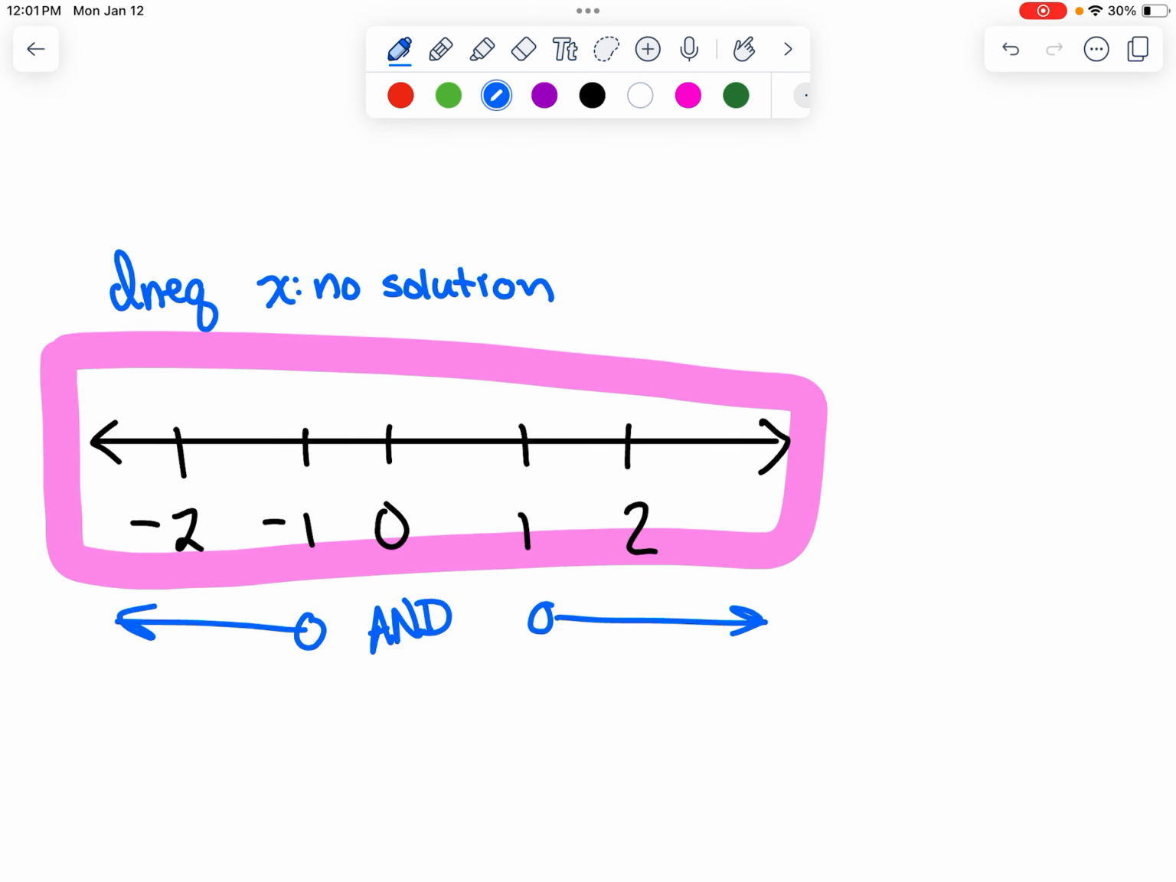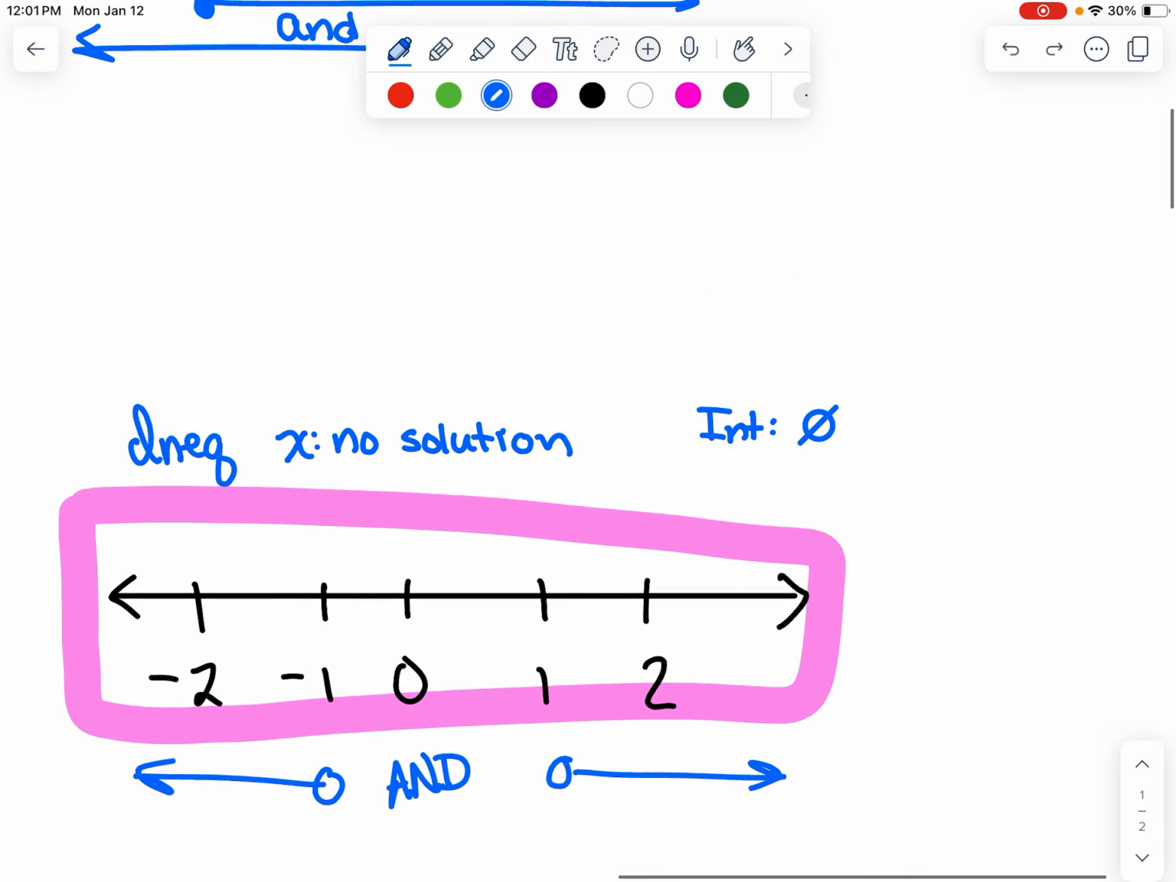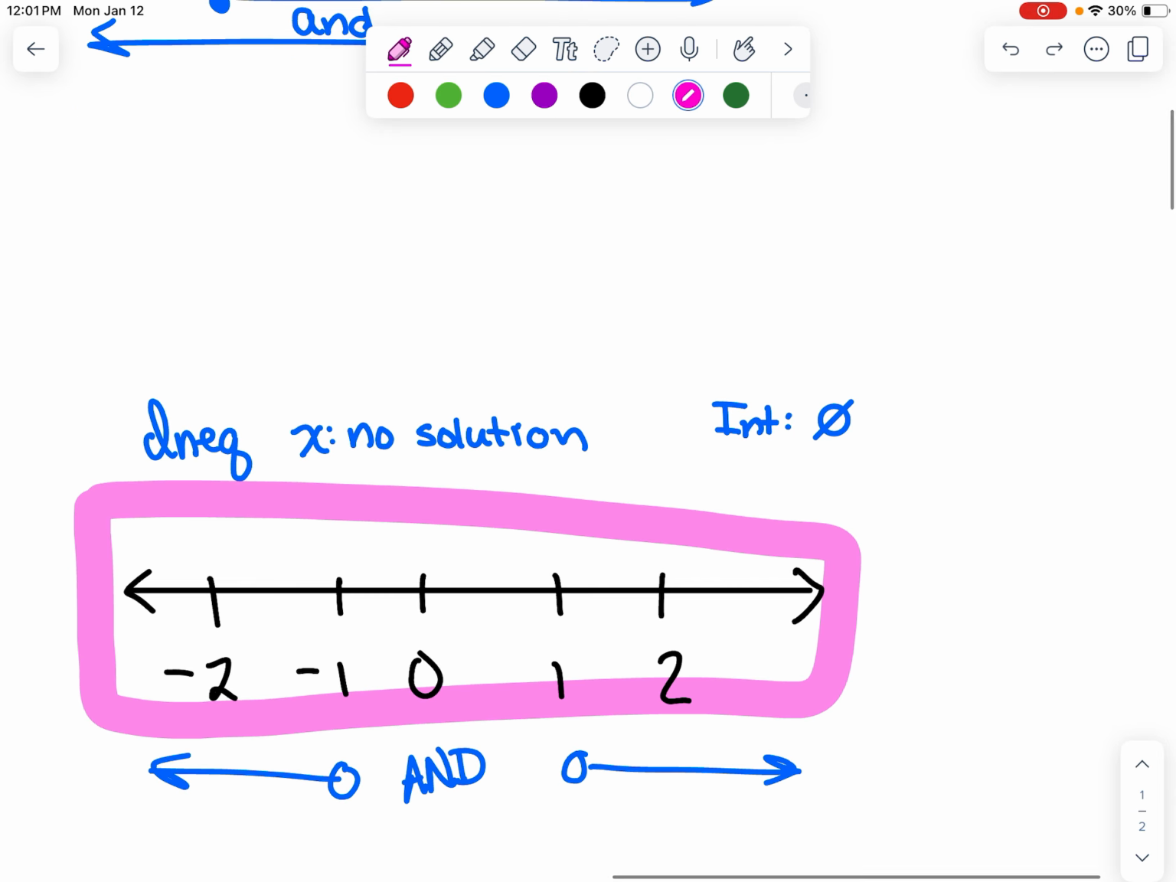For interval notation, there's no solution, so you can just put the empty set. That would be perfectly fine with me. And then for set builder notation, you're just going to give me the empty set either like that, or you can just give me the empty set like this. Okay? I hope that was helpful for you.